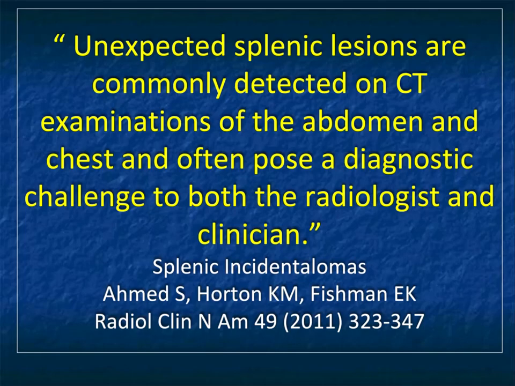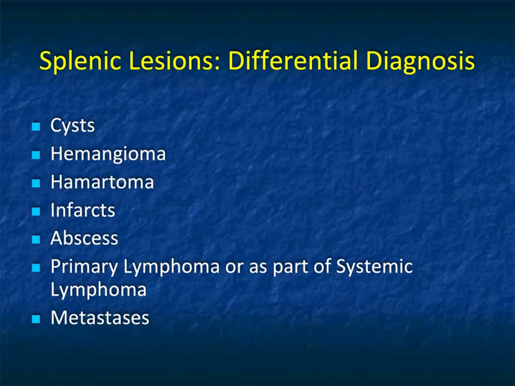Now, in this article, going back a number of years, unexpected splenic lesions are commonly detected on CT of the abdomen and chest and often pose a diagnostic challenge to both the radiologist and the clinician. That indeed has not changed, though we are better. When you look at incidental splenic lesions, there are many. Most of them are cysts or small hemangiomas. Sometimes hemangiomas are challenging because splenic hemangiomas are not like hepatic hemangiomas, where 90% of hepatic hemangiomas have peripheral enhancement. So they really have this very nice peripheral enhancement pattern. They fill in very nicely over time, and it's easy to make the diagnosis.